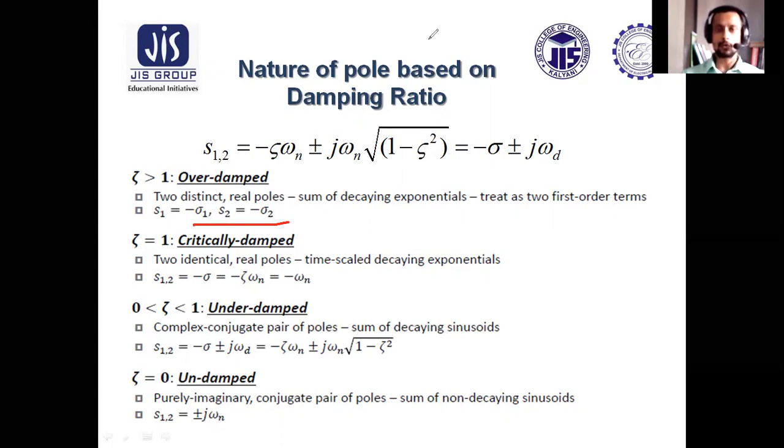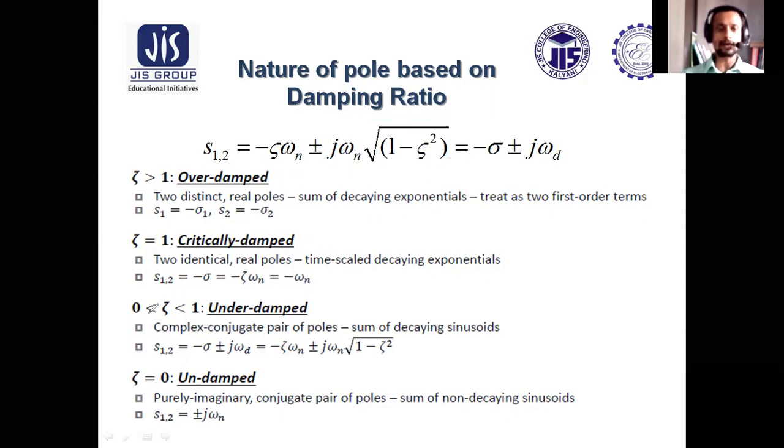Now, what happens for critically damped? For critically damped, zeta equals 1. So if zeta is substituted by 1, then 1 minus 1 is 0, so this part will vanish. There is no imaginary part, there is only one real part. So two poles will be located at minus omega n. Zeta equals 1, so two poles will be located at minus omega n.